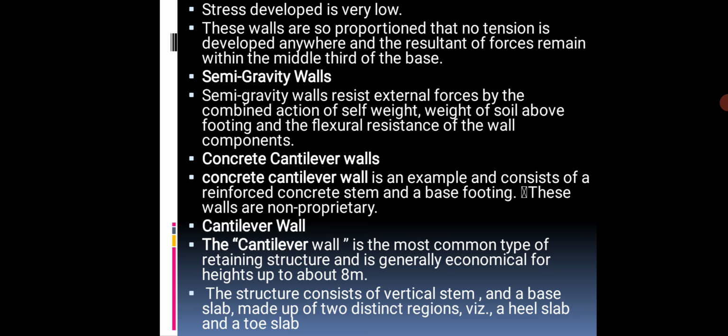Next, semi-gravity walls resist external forces by the combined action of self-weight, weight of the soil above the footing, and the flexural resistance of the wall components. Next one is the concrete or cantilever wall, an example of which consists of a reinforced concrete stem and base footing. Next, the cantilever wall is the most common type of retaining structure and generally economical for heights up to 8 meters. The structure consists of a vertical stem and a base slab made up of two distinct regions, the heel slab and toe slab.